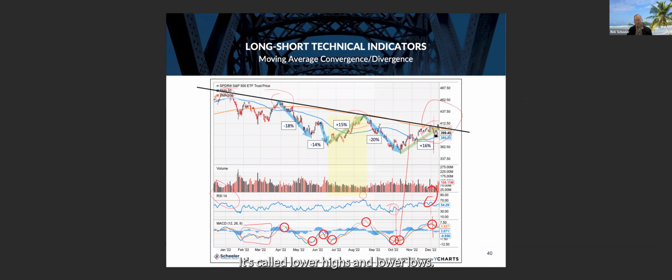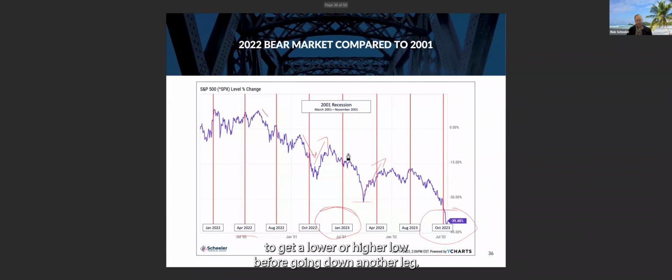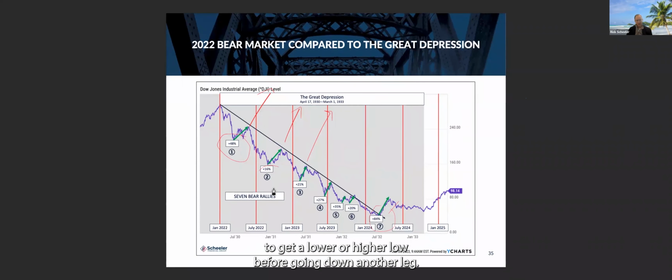It's called lower highs and lower lows. We just got done with a recovery where it came down and came back up. And it was a lower high, which was very encouraging to some people. But it seems like it's getting rejected off this line again. And it seems like we're going to kind of come back down. You'll notice in previous market cycles that it's not completely uncommon to get a lower or a higher low before going down another leg.